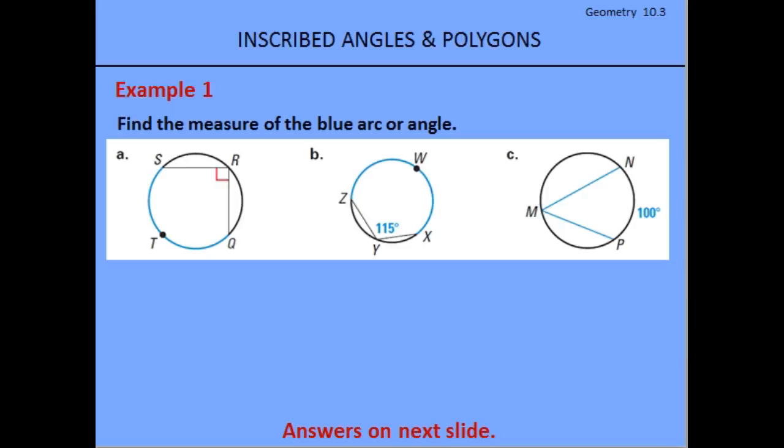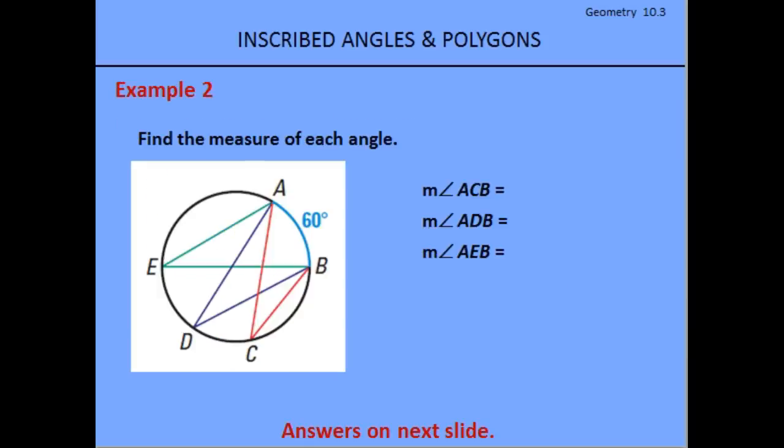Okay, I'm going to move on to the answers, and here they are. If this is a 90-degree angle, noted by the right angle symbol right here, that means the arc has to be twice that. So it is 180 degrees. Here we know that the angle is 115 degrees, so the arc has to be twice that, so it's 230 degrees. Here we are told that the arc is 100 degrees, therefore the angle has to be half that, which is 50 degrees. I'm sure you just flew right through those.